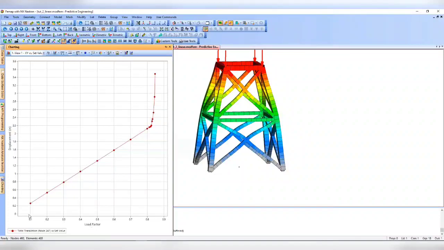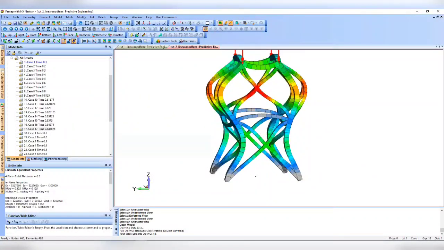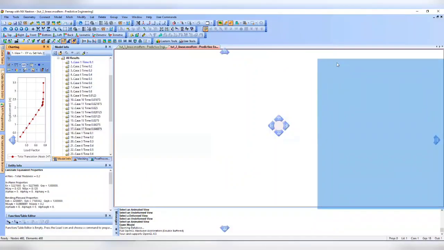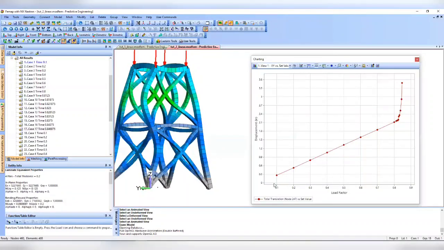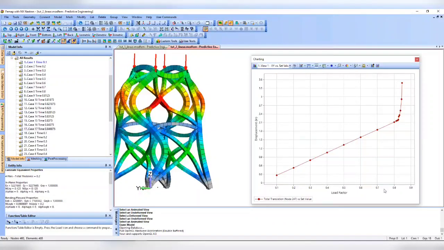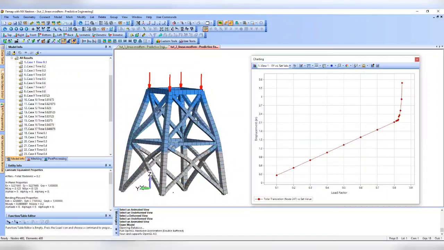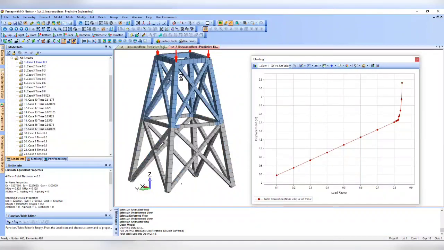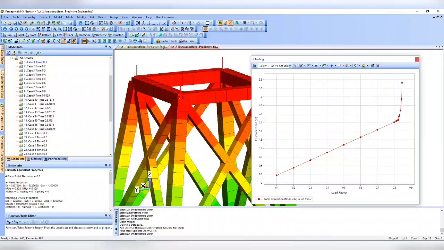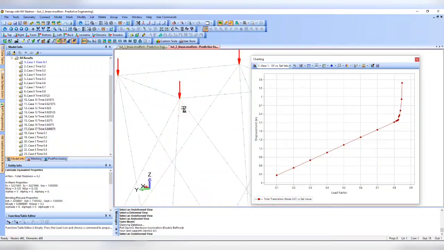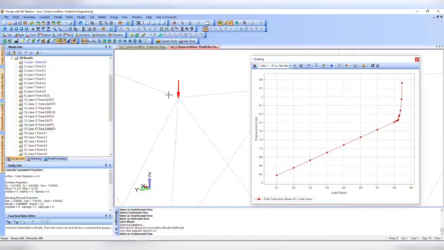What you see here is a load factor. And like I said, we load it at 0%, 10%, 20, 30, 40, 50, 60. Basically, we're loading it in 10% increments of the total load. And for displacement, we're trying to capture the displacement of one of these top nodes, this node here, where it's being loaded. We want to capture the displacement of this node relative to how we're loading the structure.